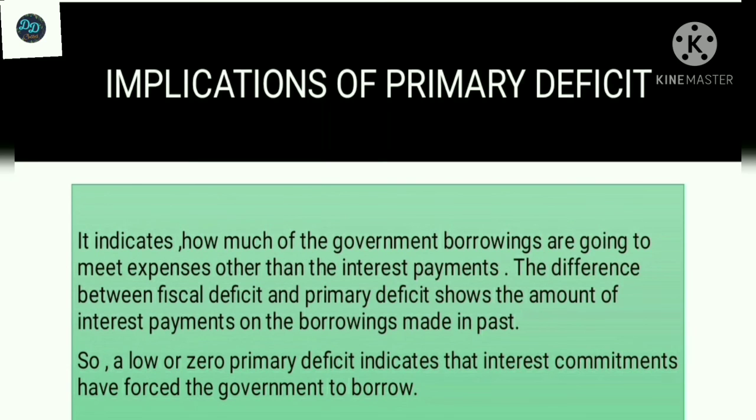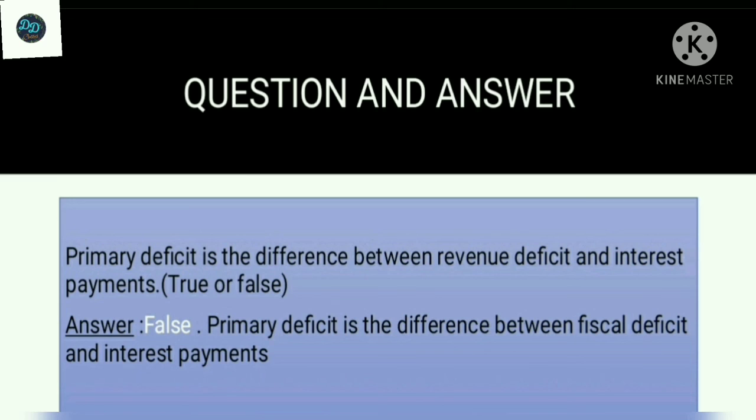I hope you all understand the measures of government deficit. Now it is your turn. Primary deficit is the difference between the revenue deficit and the interest payment. True or false? This statement is false because primary deficit is the difference between fiscal deficit and the interest payment. Thank you.